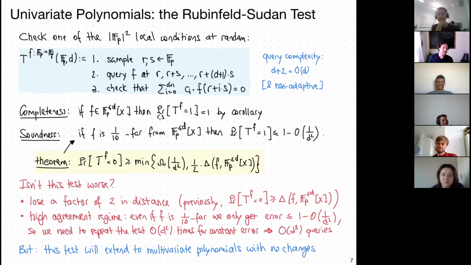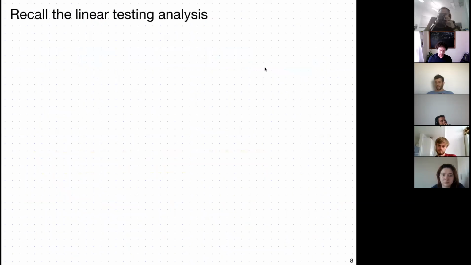Okay, so the point is that this test will extend really nicely into the high dimensional setting, into the setting of multivariate polynomials. Okay, so let me continue. What we are going to do in the next half an hour is to analyze this test and show that everything works really nicely.